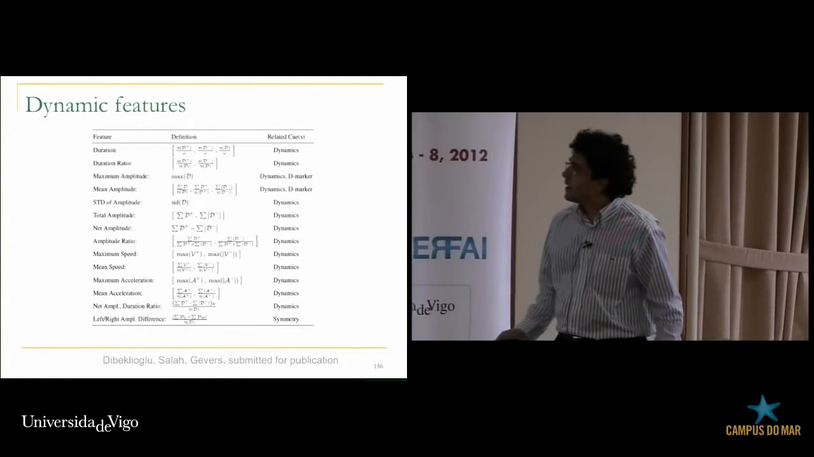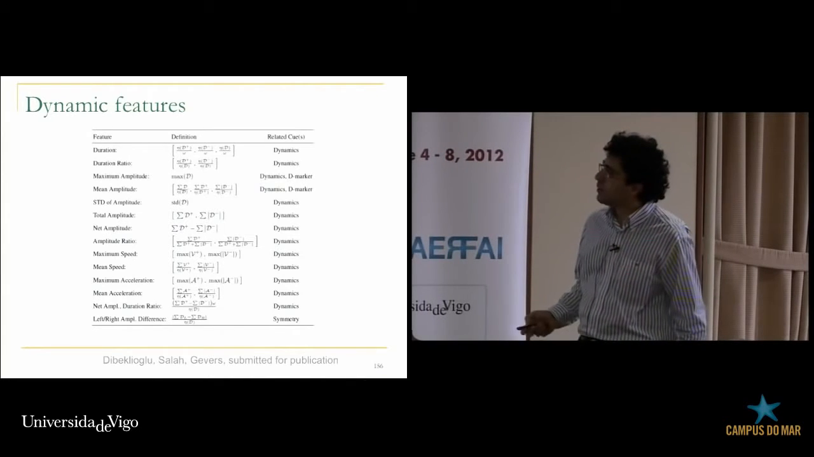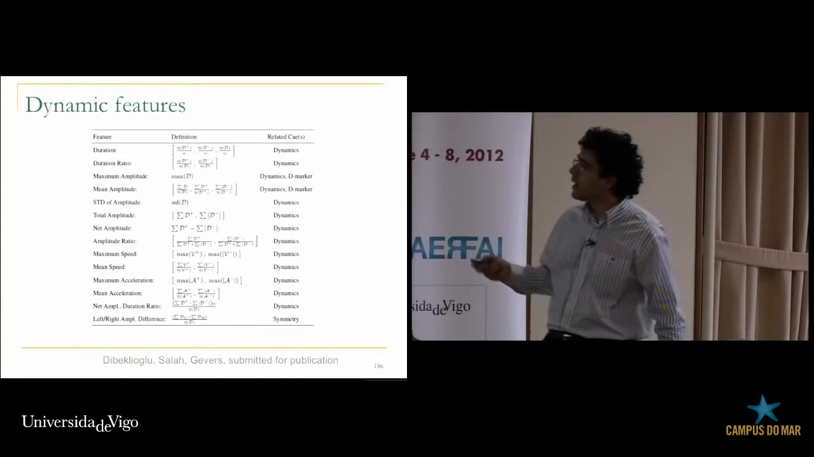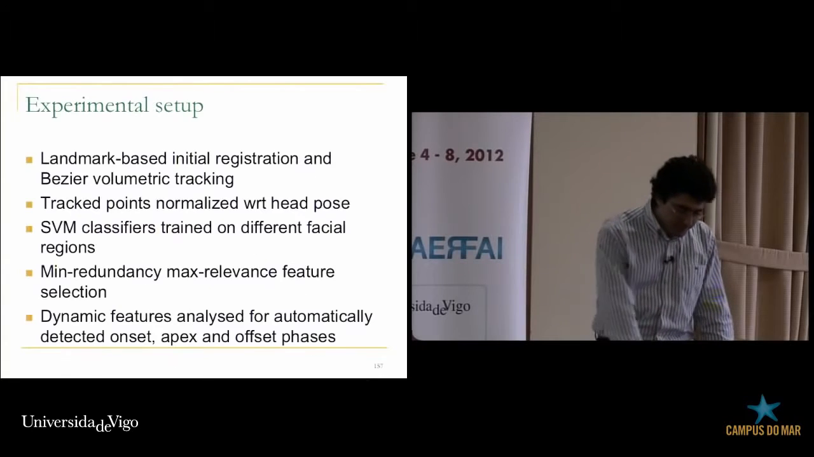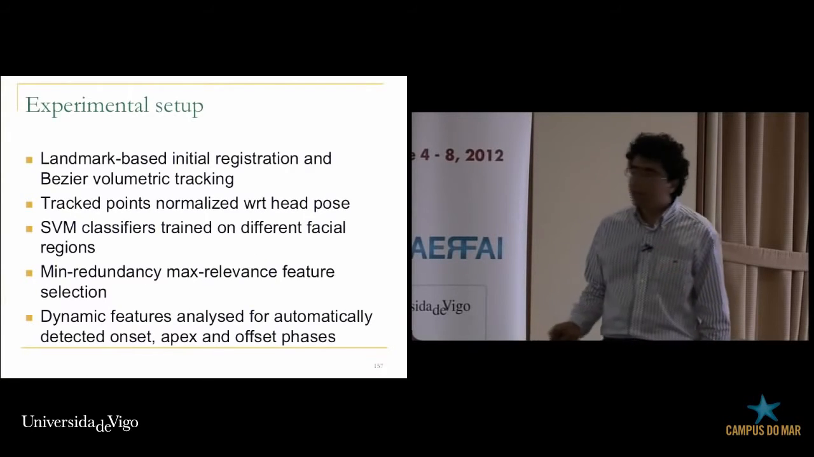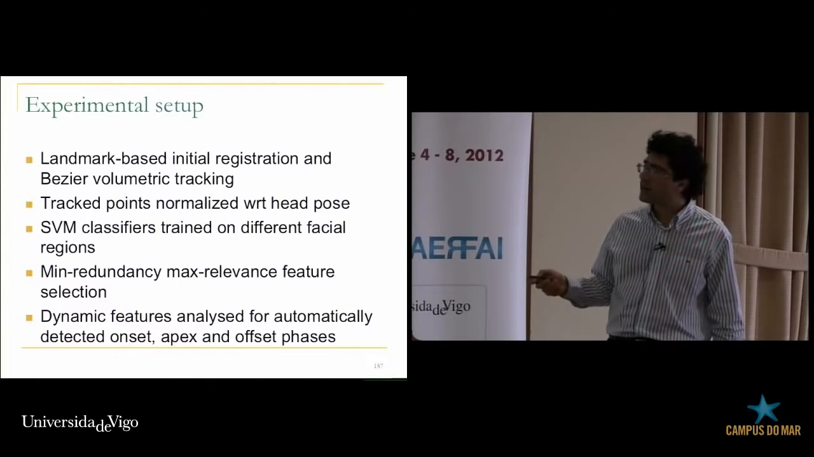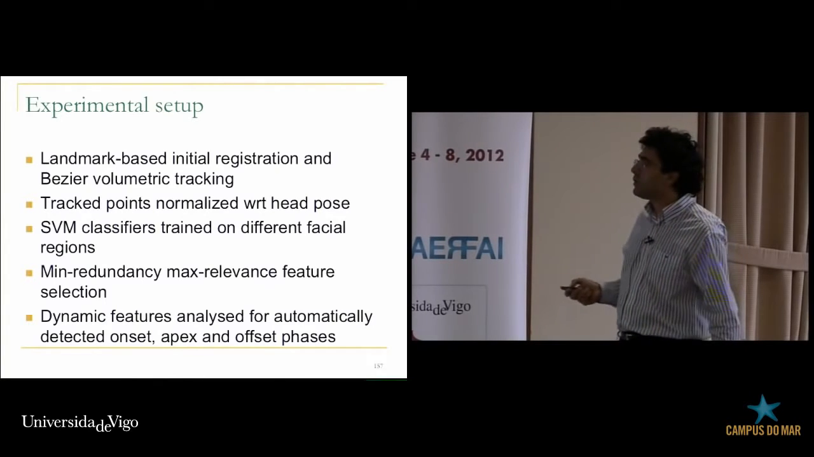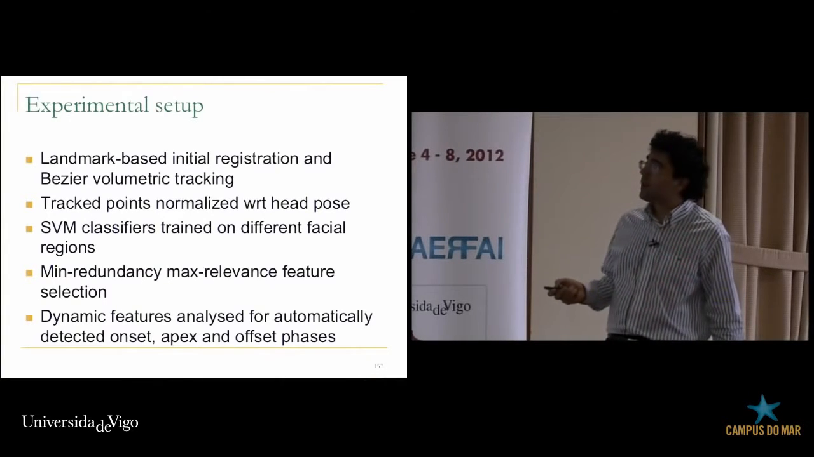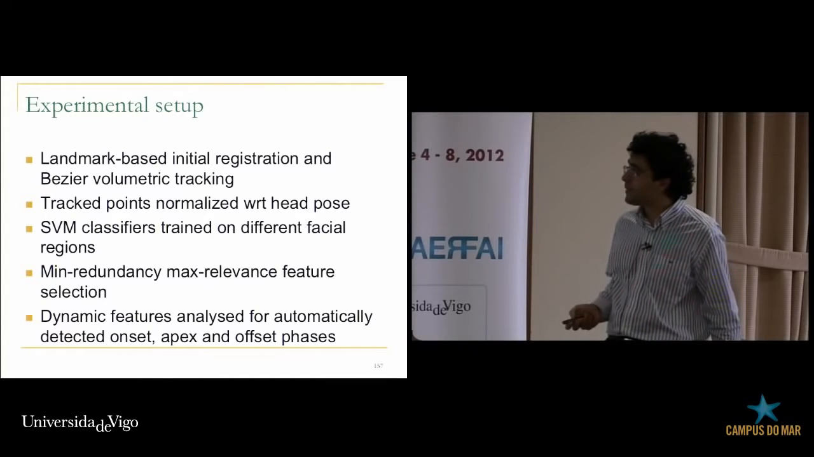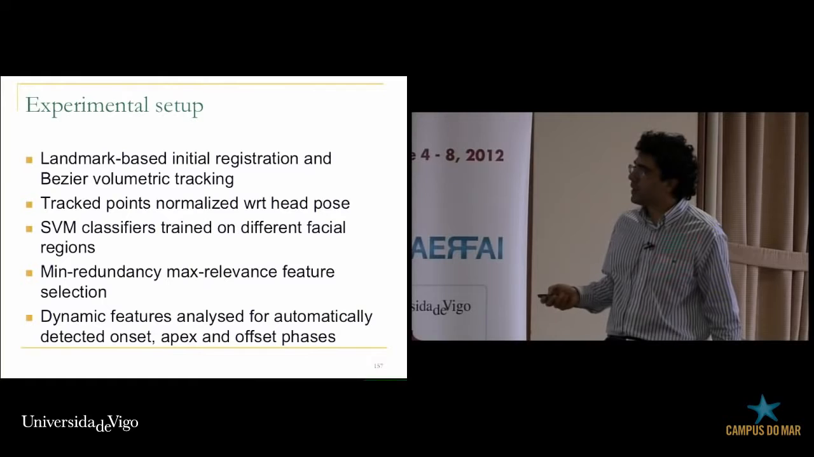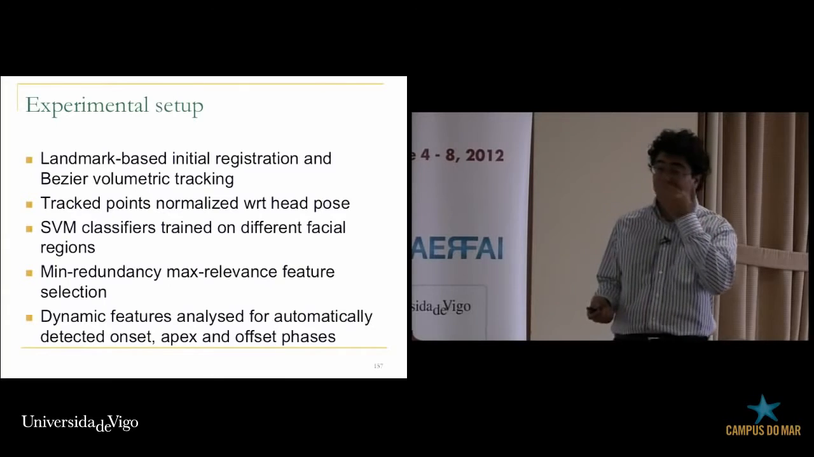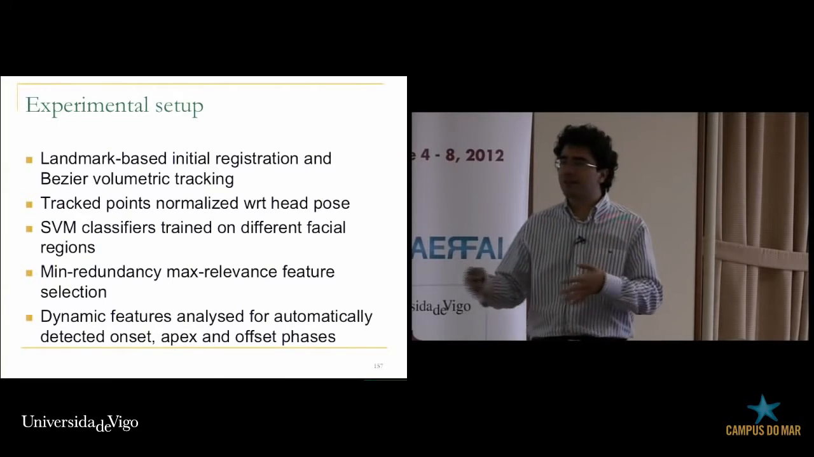In a more recent study, we looked at more dynamic features for this problem, like the duration, amplitude, acceleration, etc. So all kinds of dynamic features. Our experimental setup was, again, we used the landmark-based registration and Bézier volumetric tracking. We normalized the track points with respect to the head pose. We trained SVM classifiers on different facial regions. Did a feature selection, and then we analyzed these dynamic features for onset, apex, and offset phases. So we did processing for different phases in a separate way.